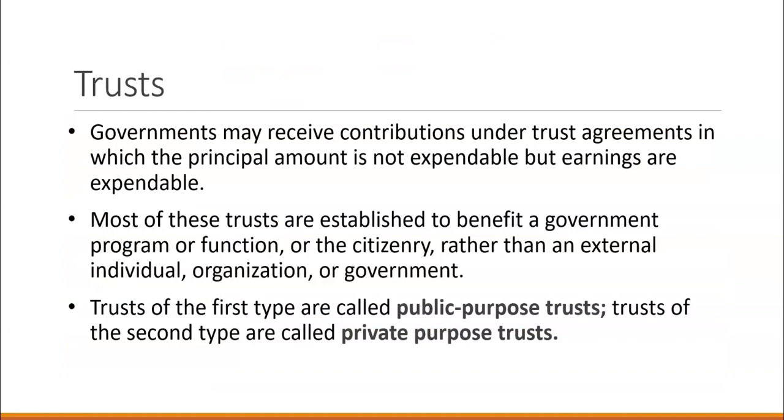Okay, trusts. So this is where we receive contributions under agreements in which the principal amount is not expendable, but the earnings are expendable. This is a type of restricted special revenue fund. The trusts are established for different government programs or functions. So like we establish one to buy books for the library, or we establish one to make sure there are always park benches in the park.